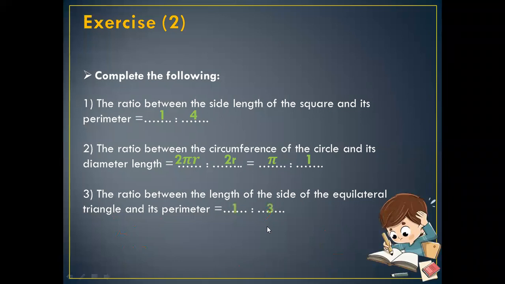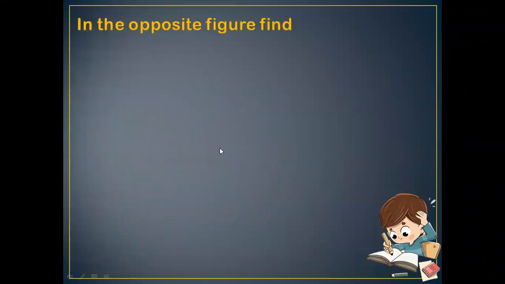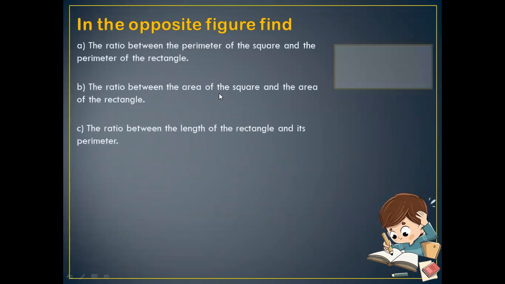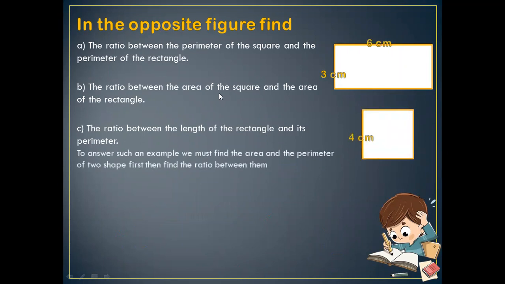So it will be 1, 2, 3. Let's take another example. First, we have the ratio. He asks you here in the opposite figure: find the ratio between the perimeter of the square and the perimeter of the rectangle.